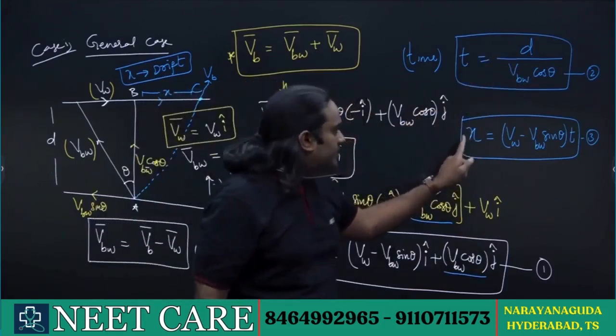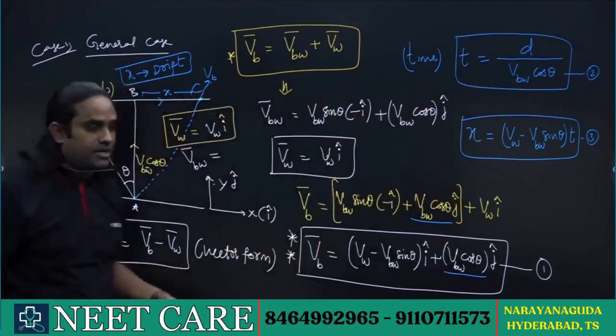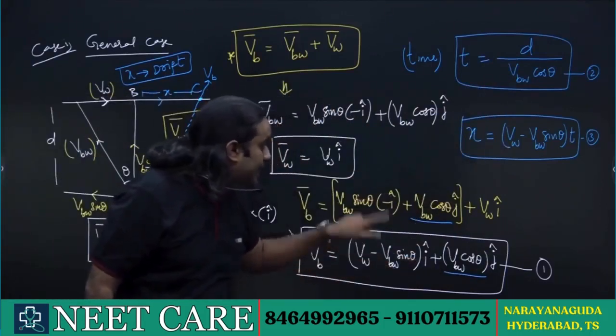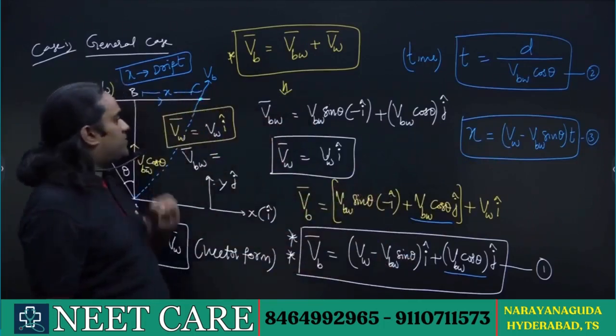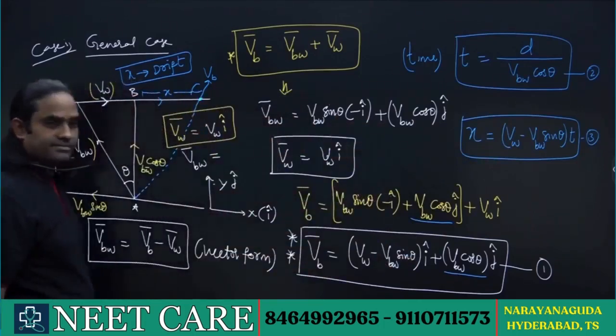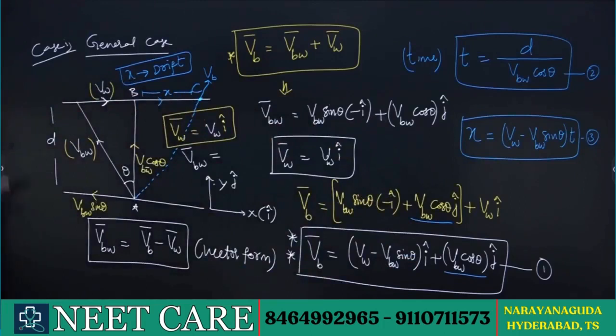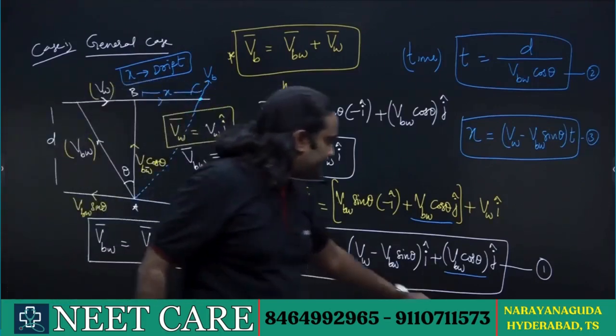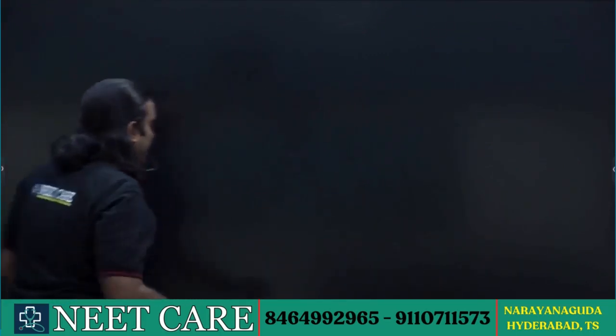And here x is the lateral displacement. This I component is helping the boat to displace from B to C. That's why I've written that. Okay. Now this is case 1, the general case. Let us take case 2 and case 3. I'm going to take specific cases that will help you in problem solving. Usually case 2 and case 3 will be asked. Right? Okay. Next.